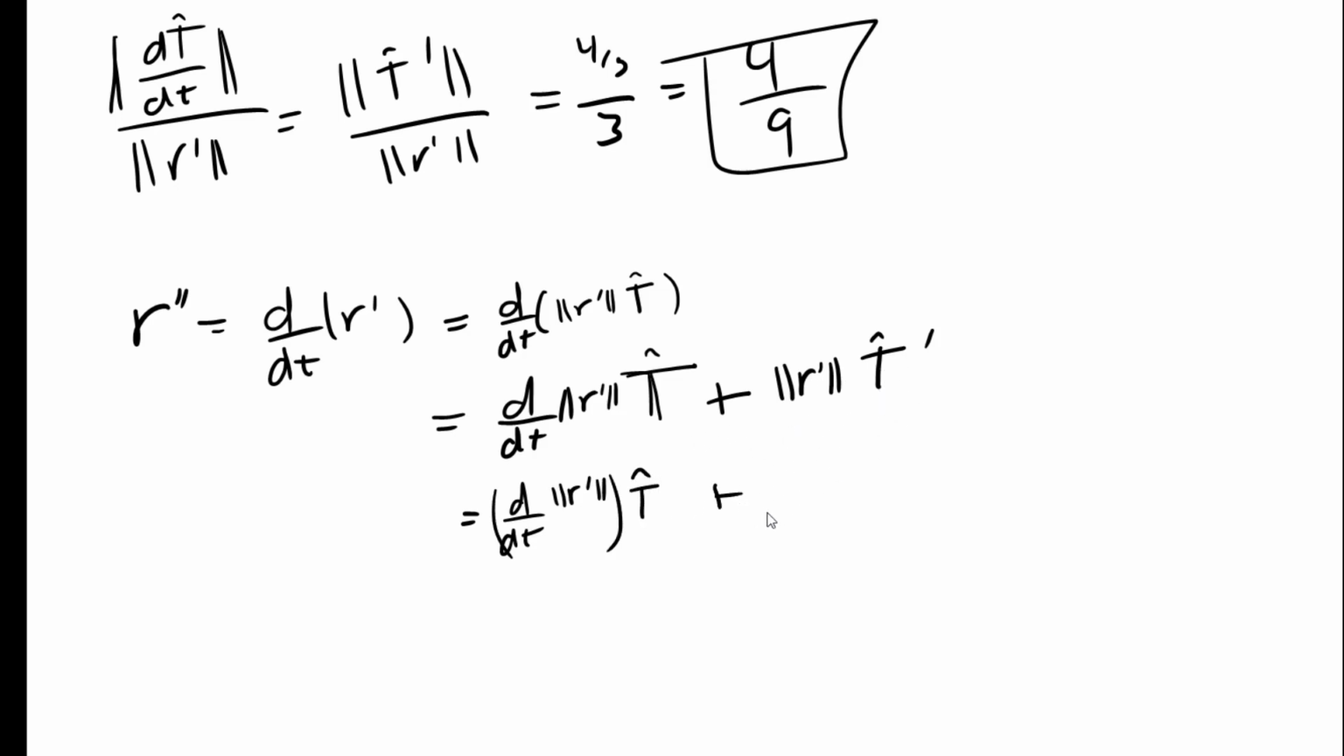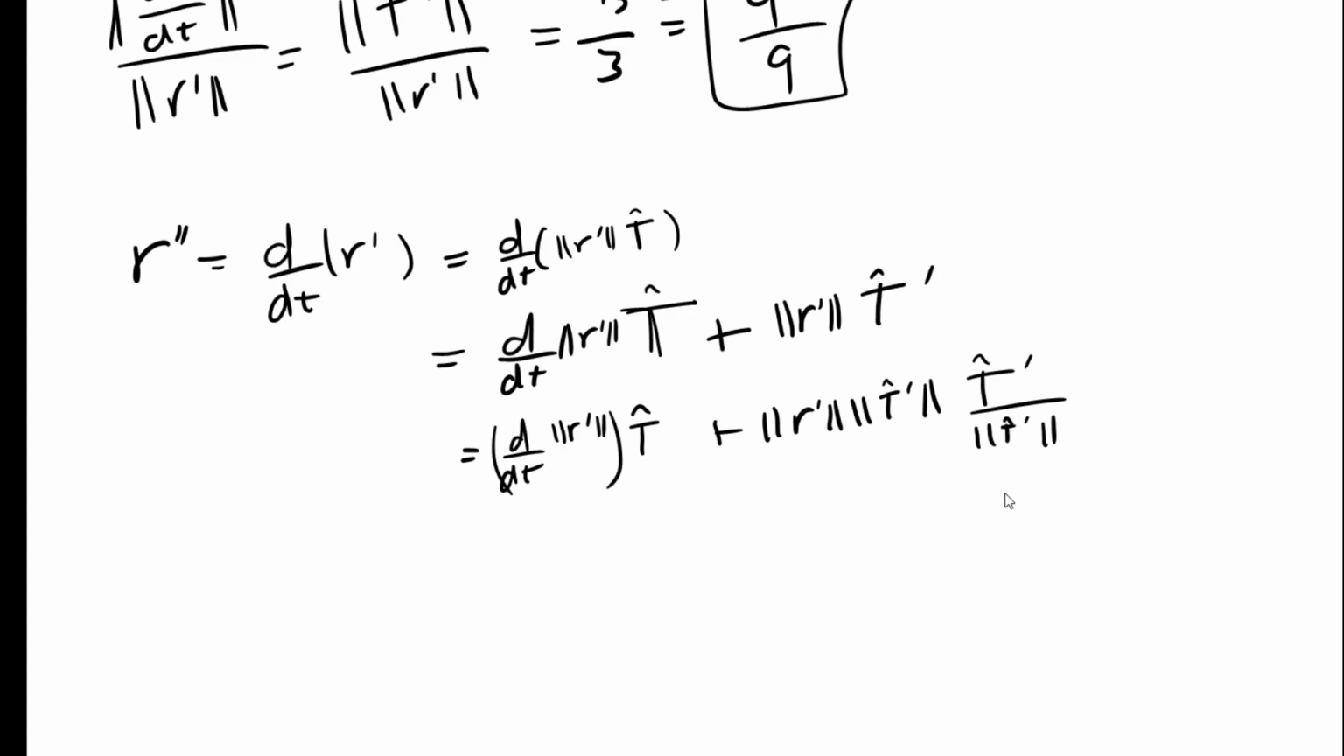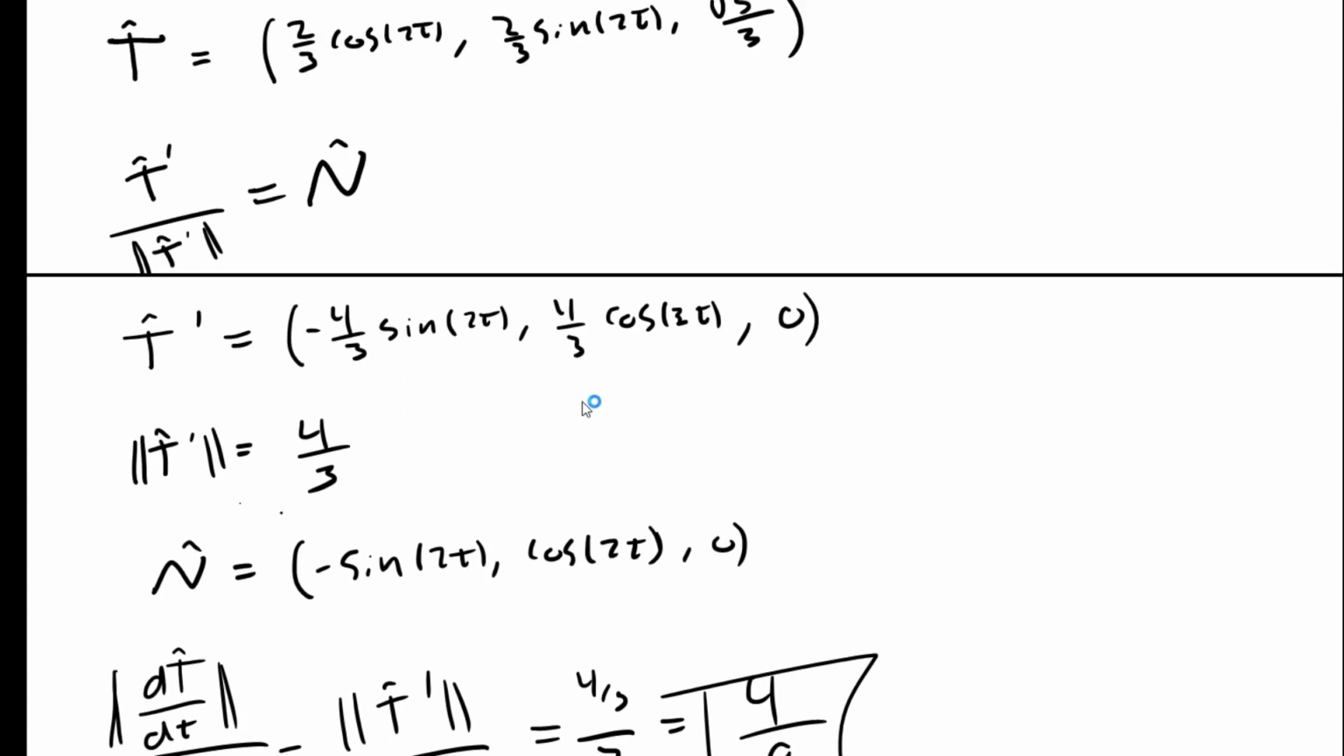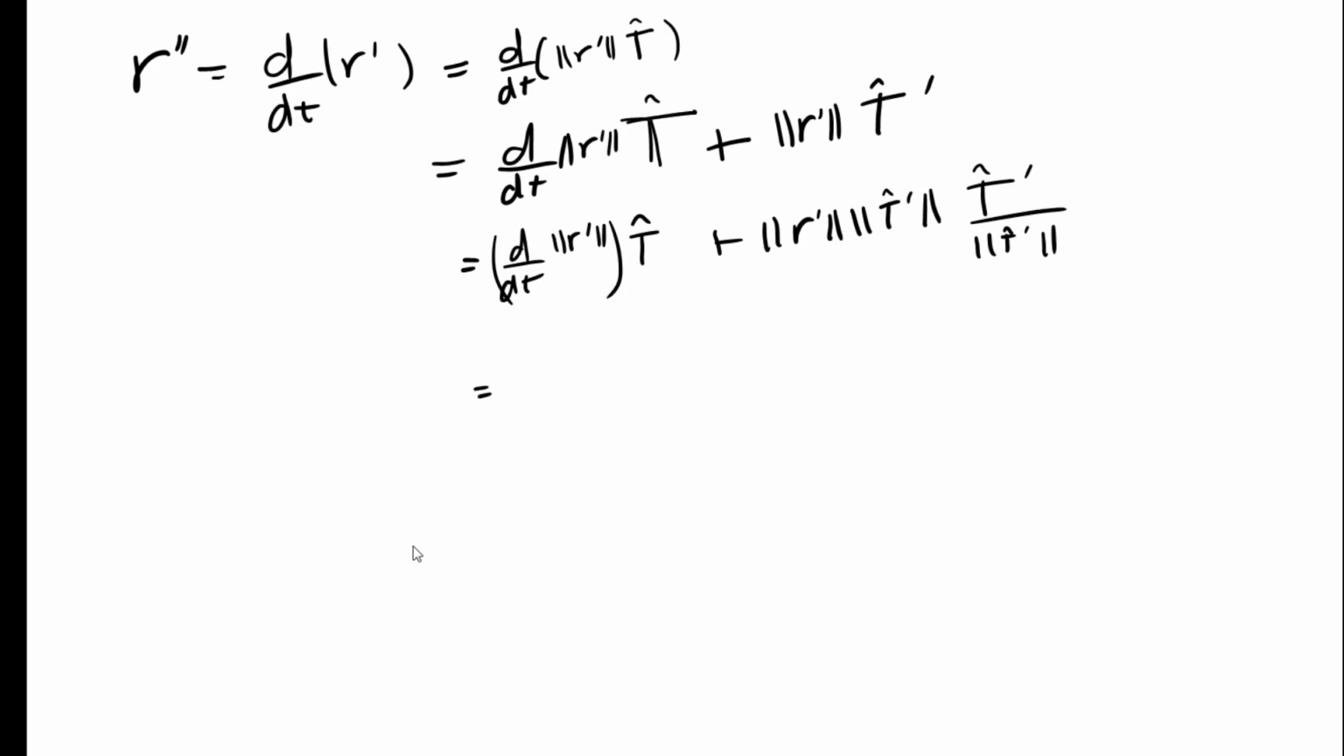Plus, okay, so this we know is the same as the norm of r prime times, actually, yeah, if I multiply and divide by T hat prime, this is just the unit normal. And actually, real quick, we know that the norm of r prime in our question is going to be a constant. It's going to be 3. So the derivative of that with respect to t is 0. So this is going to be 0.